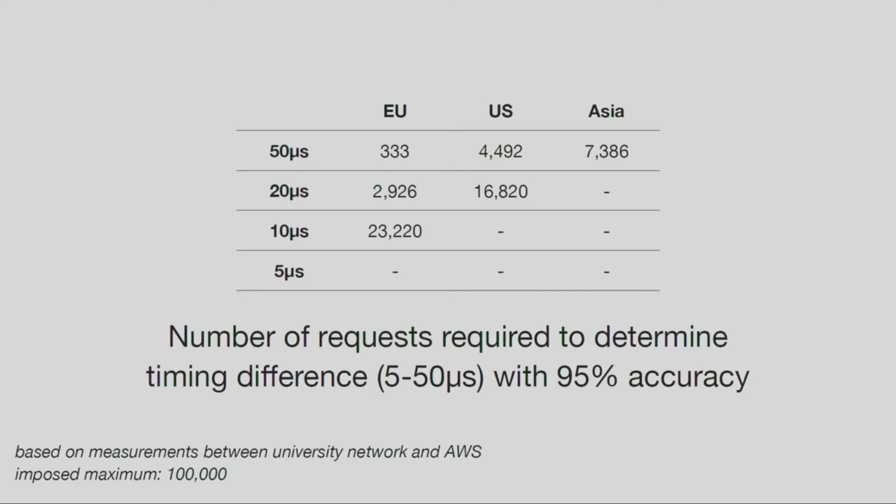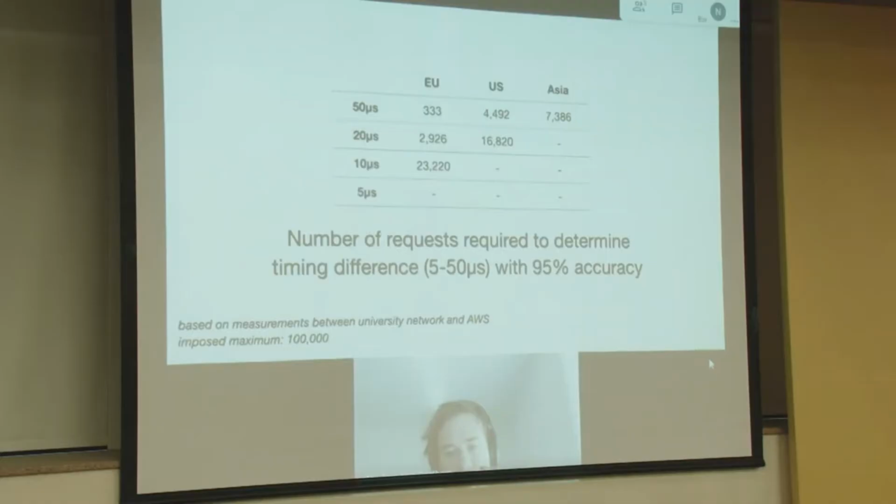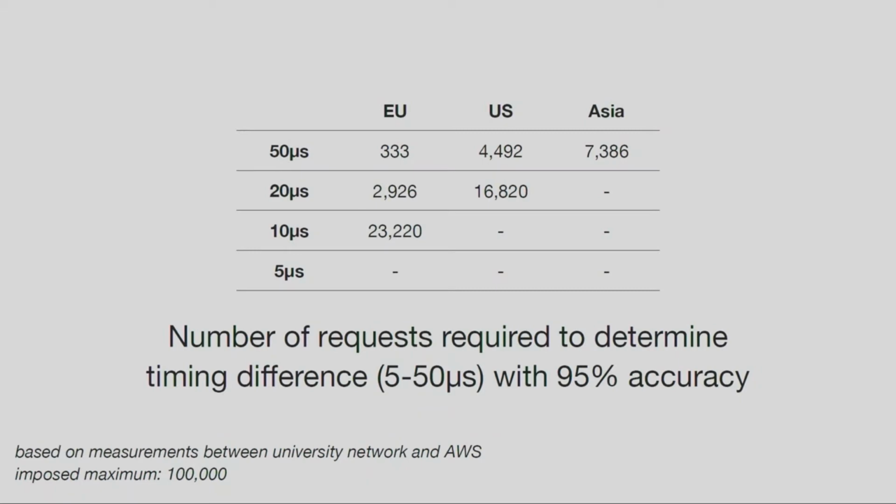We can also see that the further away the connection is, or the more network paths it needs to traverse, the more requests you need to achieve the same performance of the attack. For instance, for 50 microseconds for the US, it's almost 4,500 requests. And for Asia, I think it was a server in Singapore, we needed more than 7,000 requests to determine this timing difference.